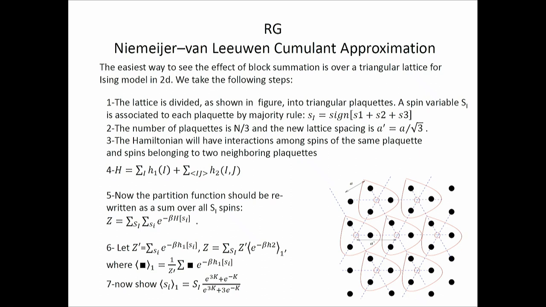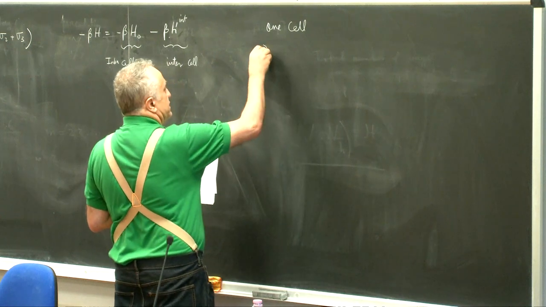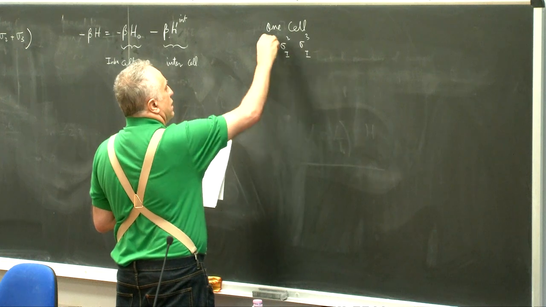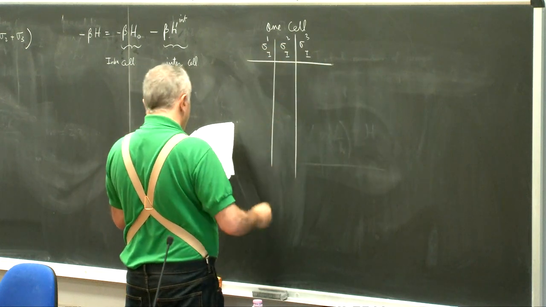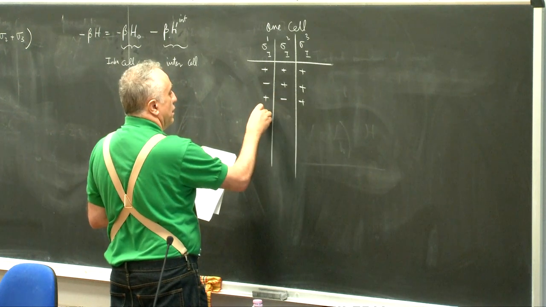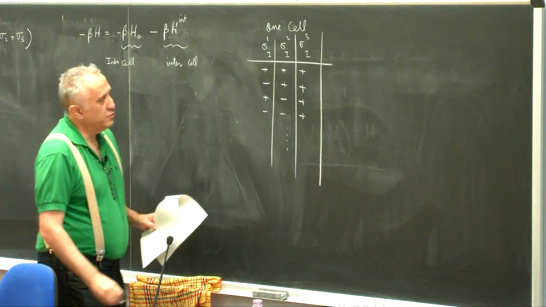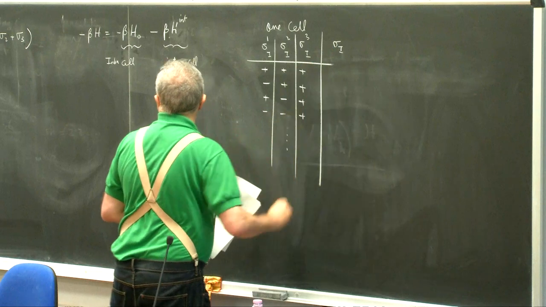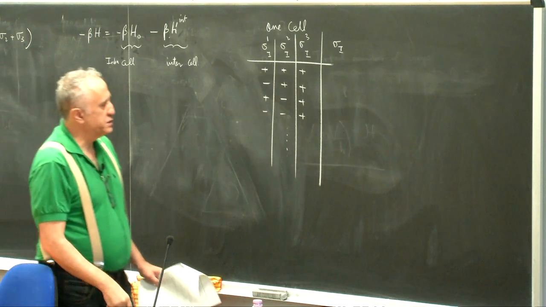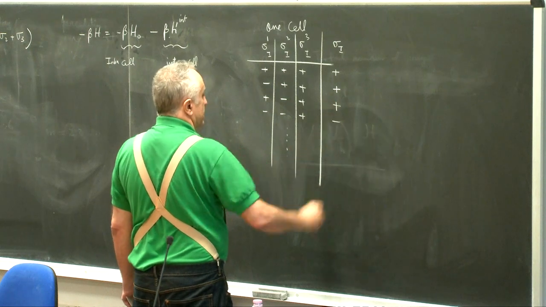So now for one cell, I have all possible spins. So it's sigma 1, sigma 2, sigma 3, all belonging to the cell I. You can write them down, and they will have possible states. Corresponding to this, I have a sigma I, which is using this rule. So these three sigmas can take various values, and then sigma I can take a value, which is, in this case, plus, minus, and so on.